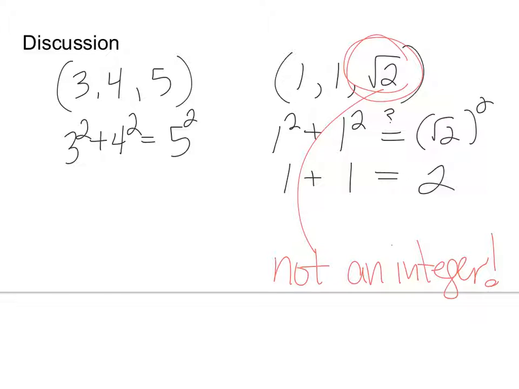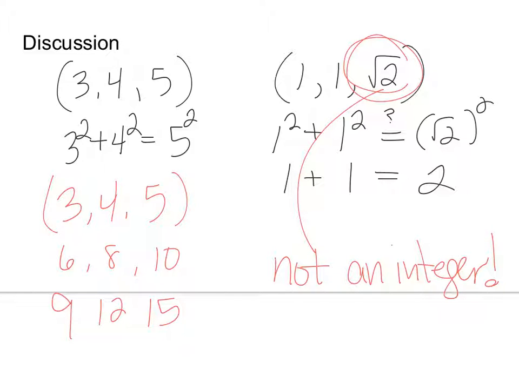I also want to note that any multiple of a Pythagorean triple is also going to be a Pythagorean triple. We've talked about 3, 4, 5 being a Pythagorean triple. That means that 6, 8, and 10 is also a Pythagorean triple, or 9, 12, and 15, etc. So any number times a, the same number times b, the same number times c will be a Pythagorean triple.